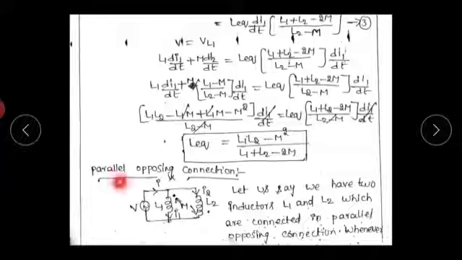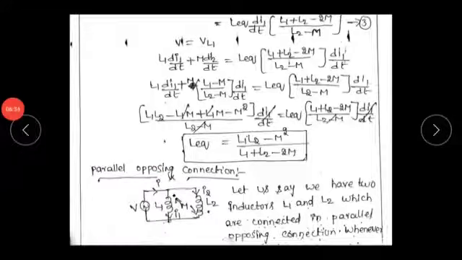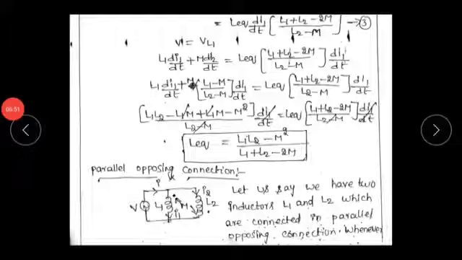Next one, parallel opposing connection. Here the current enters at this point and leaves at this coil. If current enters at the starting end in both coils, or at the next end in both coils, the connection is called series aiding connection.